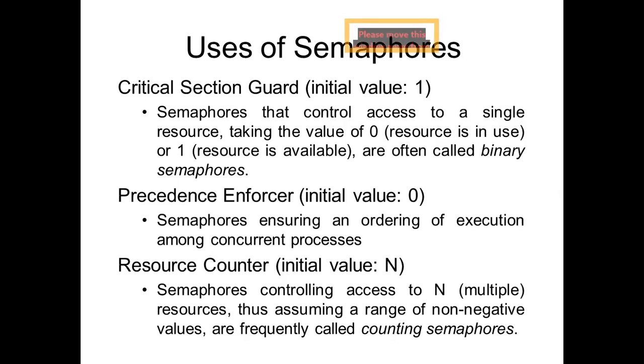So it acts as a critical section guard, precedence enforcer, and resource counter. During resource counting, the initialization will be done by n. For the precedence enforcer, the initialization will be done by 0. For the critical section guard, the initialization will be done by 1. So these are the different values of the semaphores.